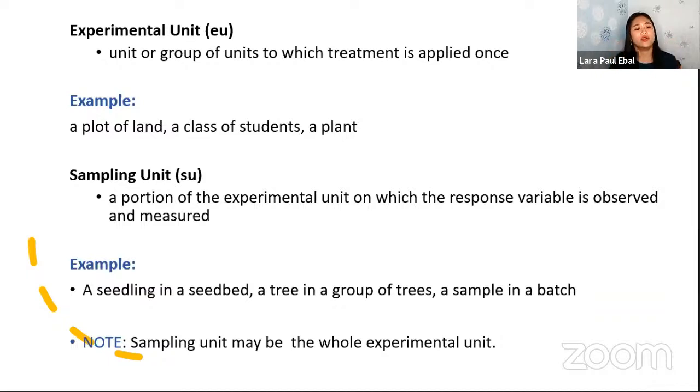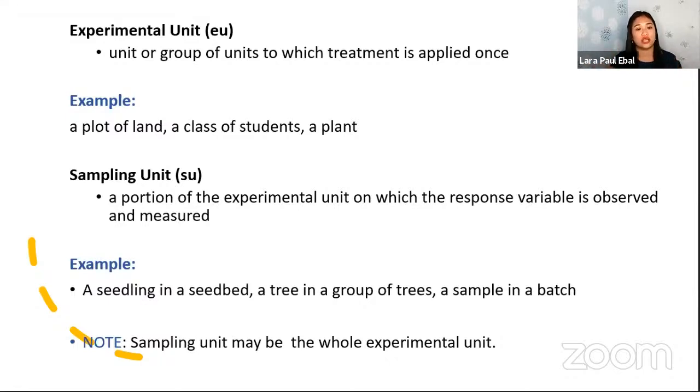And then another term is the sampling unit. It is a portion of the experimental unit on which the response variable is observed and measured. Meaning to say, it's just a portion. You cannot afford to measure the whole experimental unit or the whole plot.